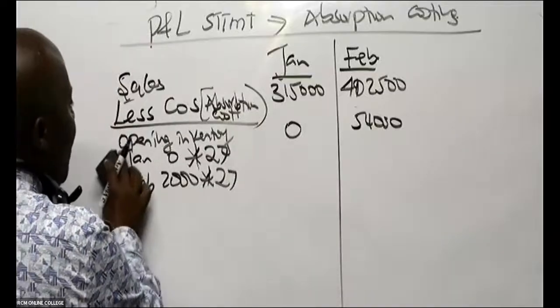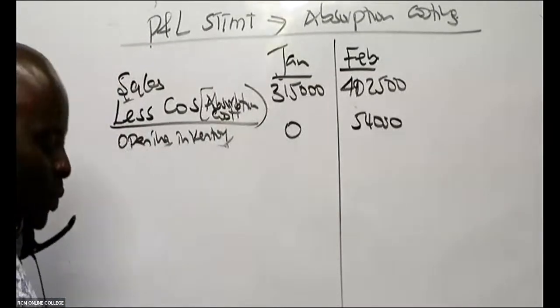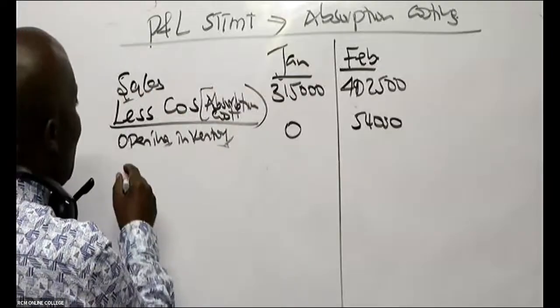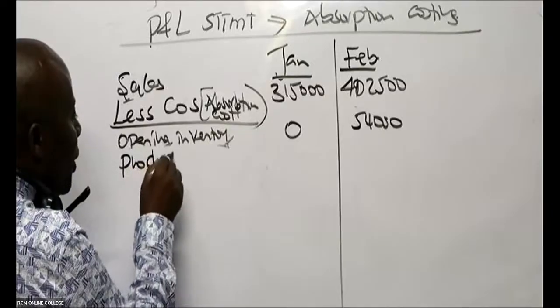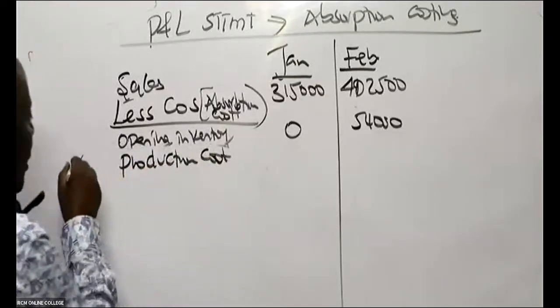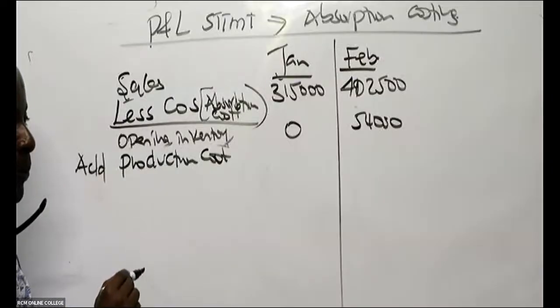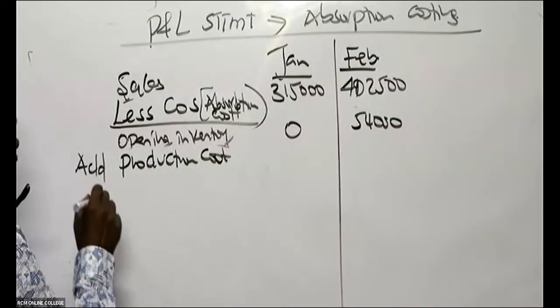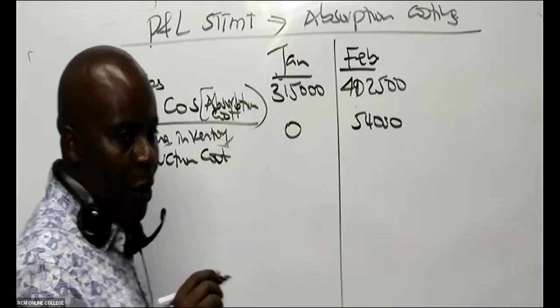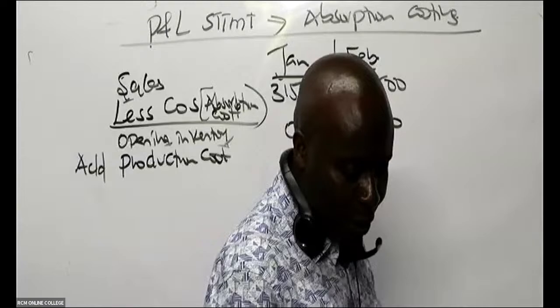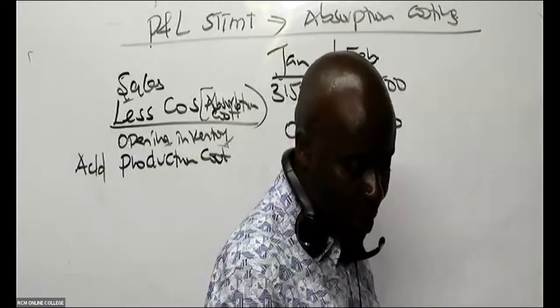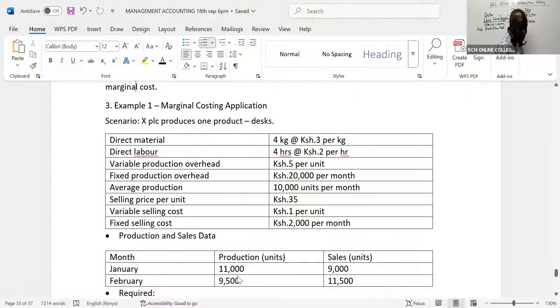Now, ladies and gentlemen, after opening inventory, you go straight away to the next one, which is production. So you say add production cost. Our production cost will always be pegged on the units that we produced in the period. January is 11,000, February is 9,500.